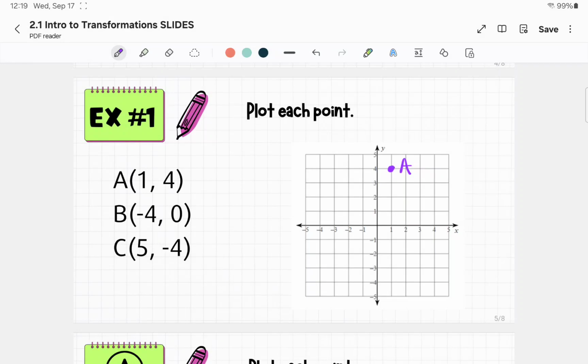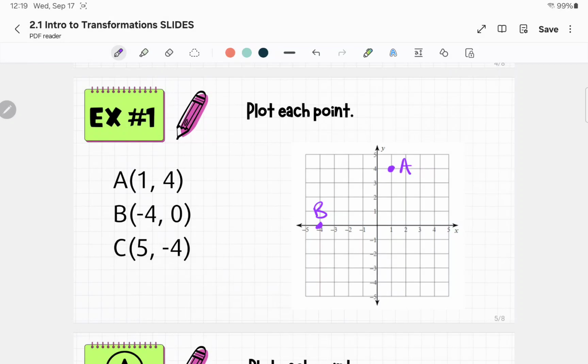All right, so now for our next one, B is -4, 0. So -4 means we go to the left this time. So we're gonna go to the left from the center, 4. And then 0 means, right, we're already at 0. We don't move up or down. We're already at 0 on the y-axis. So our point B is right here.